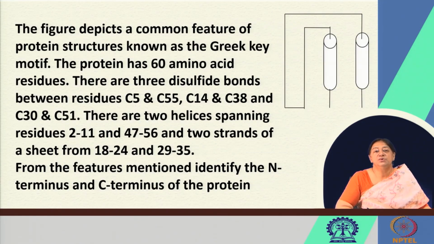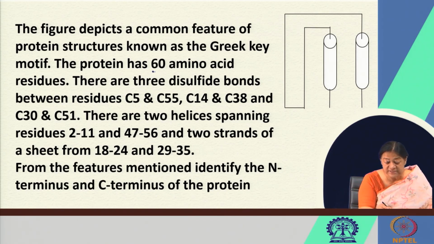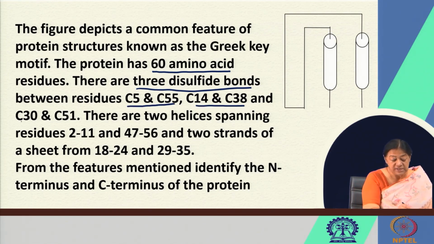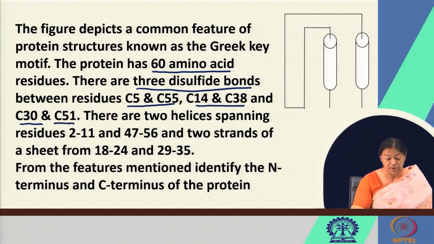A problem now associated with disulfide linkages and a protein structural motif. Here there is the protein structure motif known as the Greek key motif. There is certain information given about this protein. This protein has 60 amino acid residues. There are 3 disulfide bonds between C5 and C55, C14 and C38, and C30 and C51.